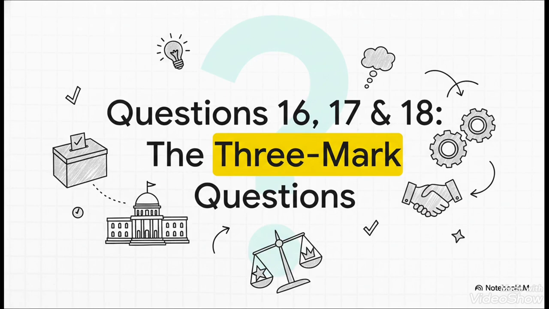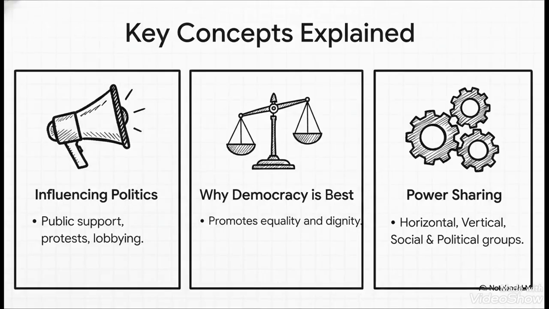All right, let's move on to the 3-mark questions. These need a bit more detail. We're going to look at how politics gets influenced, why democracy is considered the best system, and the different ways power can be shared. For question 16, a solid answer would explain how pressure groups influence politics, by getting public support, organizing protests, and directly lobbying politicians. For question 17, the big arguments for democracy are that it promotes equality, improves the quality of decisions, and, this is a big one, it gives us a way to correct mistakes through things like elections.